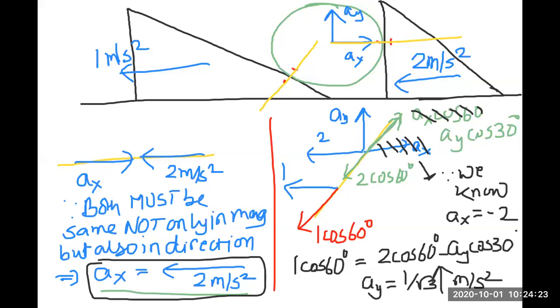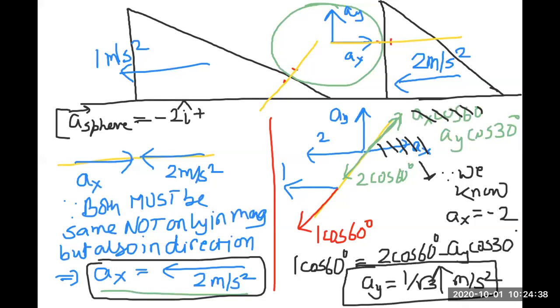So the sphere's acceleration, and I'll write it here, acceleration of this sphere is equal to -2 i cap plus 1 by root 3 j cap meter per second square. I have absolutely no need for application of the second law or the third law or the first law. Purely from geometrical considerations, I can find this out.